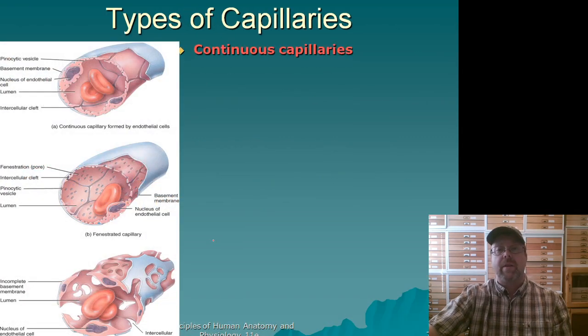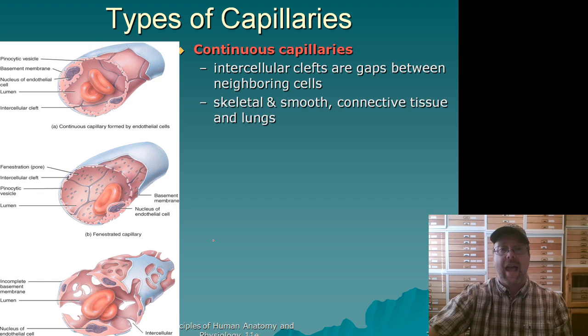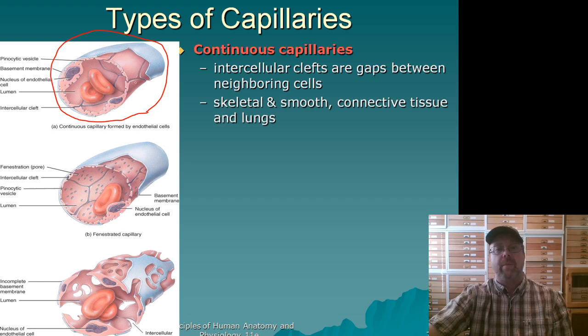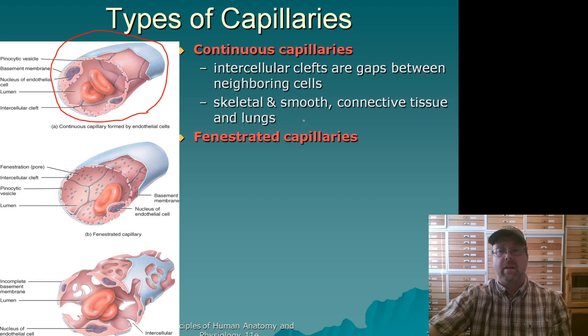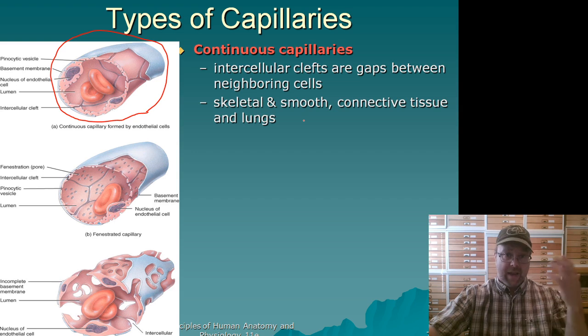Now let's look really quickly. There are three types of capillaries. The first type right here is called a continuous capillary, and I've got a picture of it. And you can see that it's called a continuous capillary because that endothelium layer is complete. And we find these in places like the lungs, the skeletal muscle, smooth muscle, and they allow a lot of diffusion of small items like oxygen or CO2, glucose, things like that.